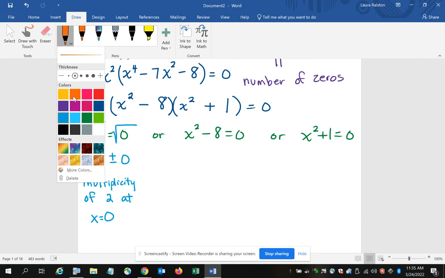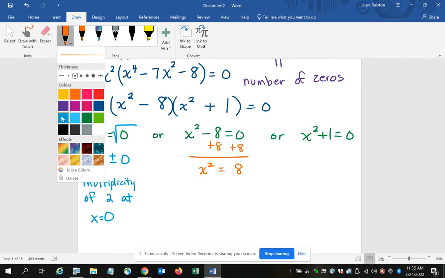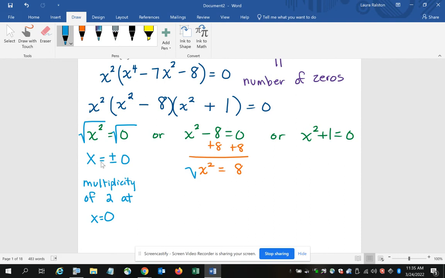Solving x squared minus 8, we're going to add 8 to either side. So we have x squared equals 8. Then we're going to square root both sides. So we have x equals plus or minus 2 on the square root of 2. It's always plus or minus when you take the square root, and we need to simplify the square root of 8, which is 4 times 2, which becomes 2 on the square root of 2.